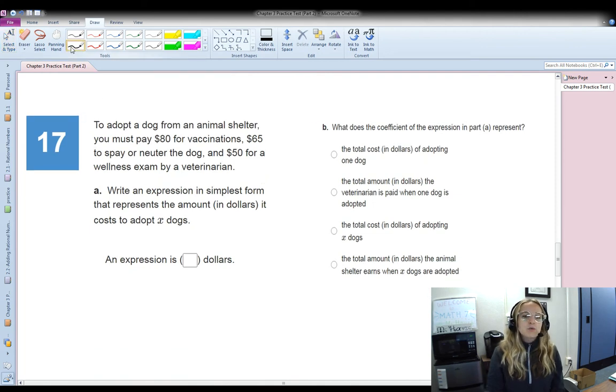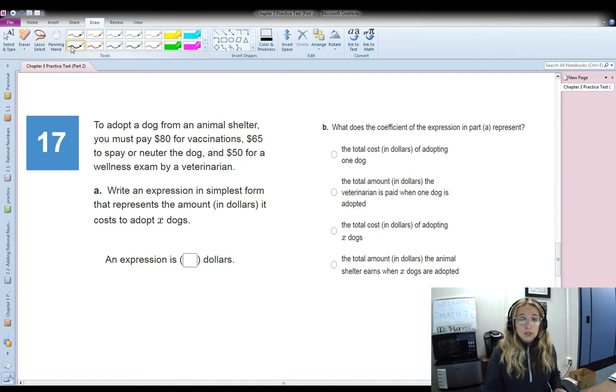So it says, to adopt a dog from an animal shelter, you must pay $80 for vaccinations, $65 to spay or neuter the dog, and $50 for a wellness exam by a veterinarian. Write an expression in simplest form that represents the amount in dollars it costs to adopt x dogs.